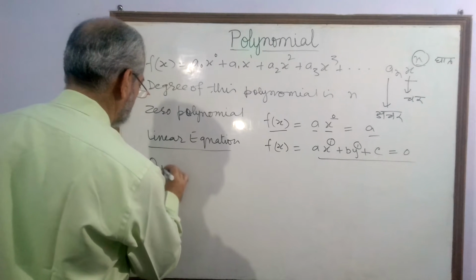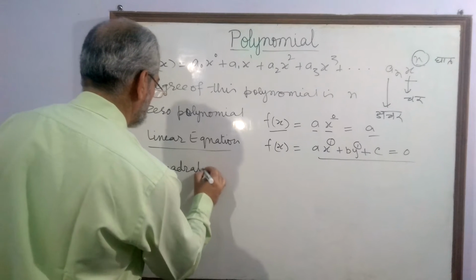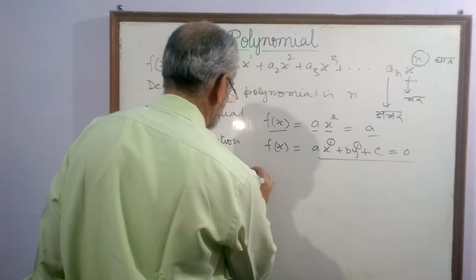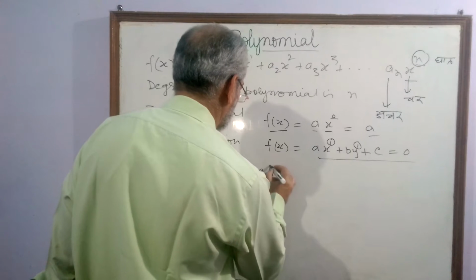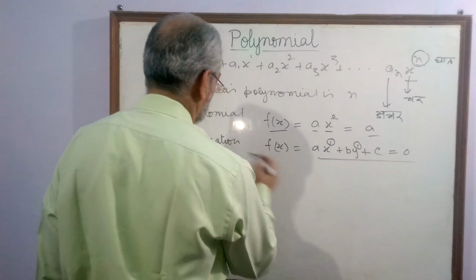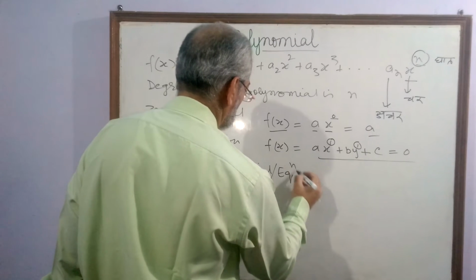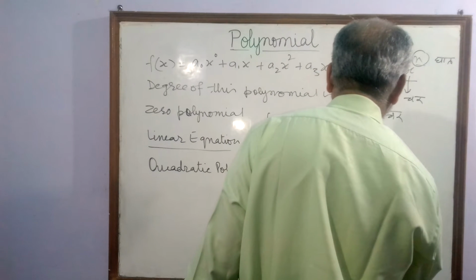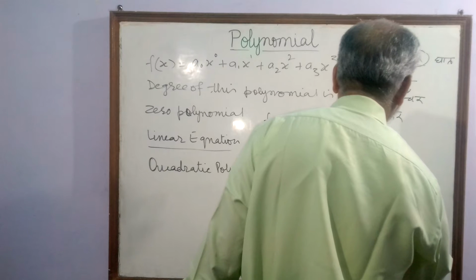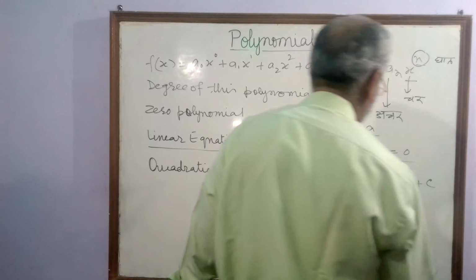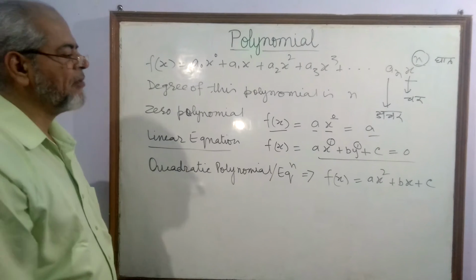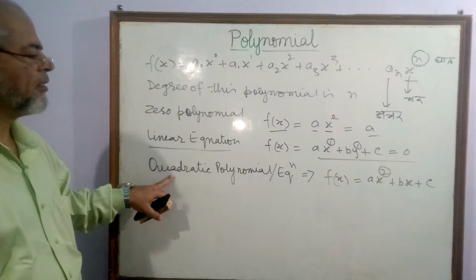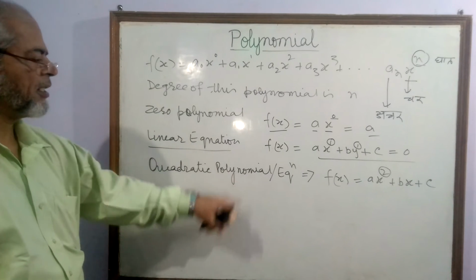Quadratic polynomial and equation. So f(x) = ax^2 + bx + c. So in this equation, the highest power of the variable is 2. So this kind of polynomial is called a quadratic polynomial.